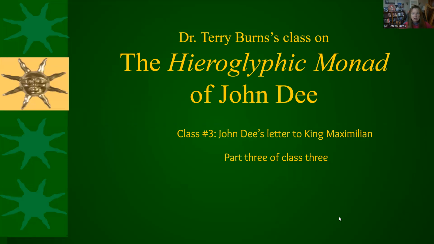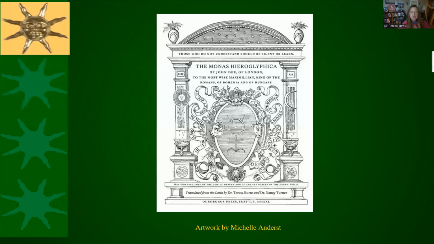So like I said, this is my class on the Hieroglyphic Monad. Welcome, and this is part three of class three on Dee's letter to Maximilian. Here's the frontispiece of the Monad, and as you can see, it's dedicated to the most wise Maximilian, king of the Romans, of Bohemia, and of Hungary. Six months later, Maximilian will be the Holy Roman Emperor.